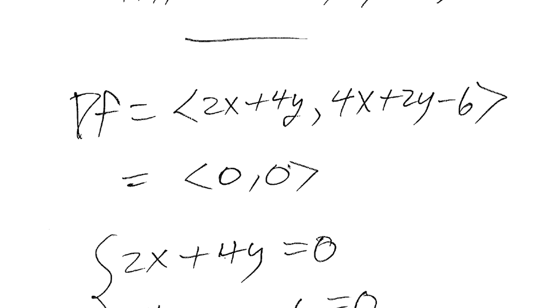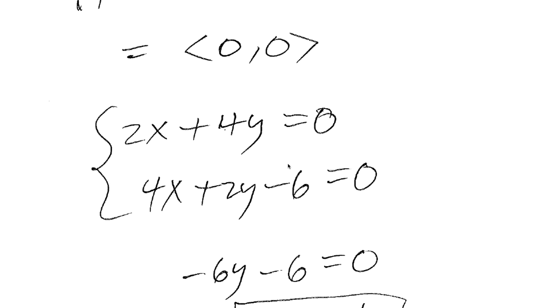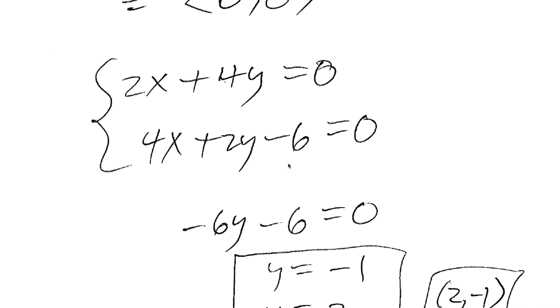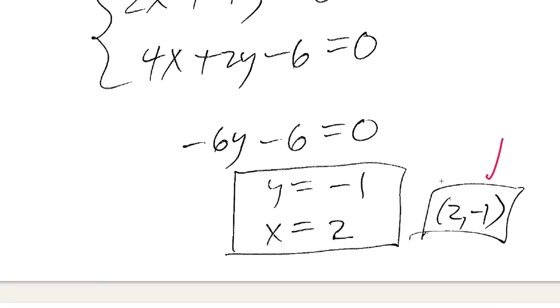Okay, and you can see I've got two equations and two unknowns. 2x + 4y = 0 and 4x + 2y − 6 = 0. You can solve that using Gaussian elimination or whatever technique you like here. I ended up getting y = −1 and x = 2. So the stationary point that we're looking at here has coordinates (2, −1). Okay?